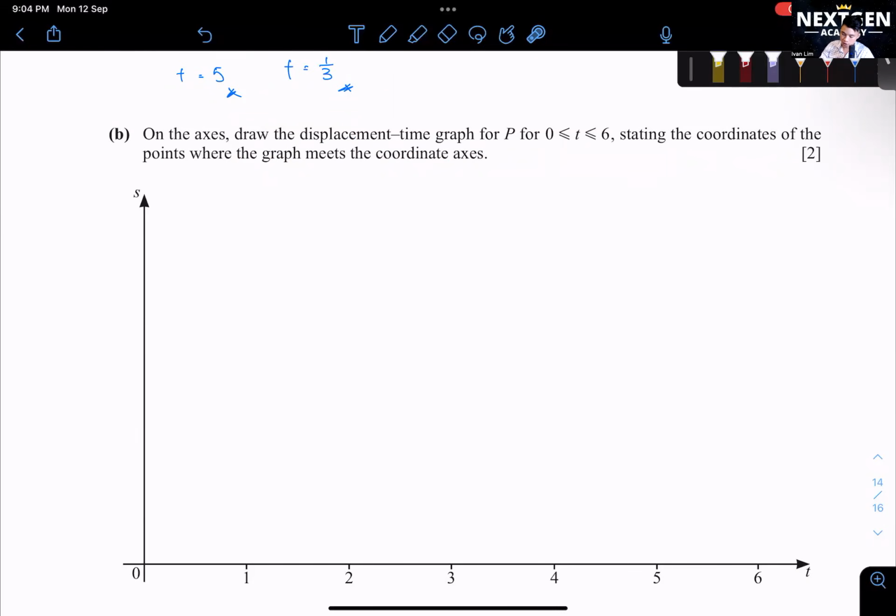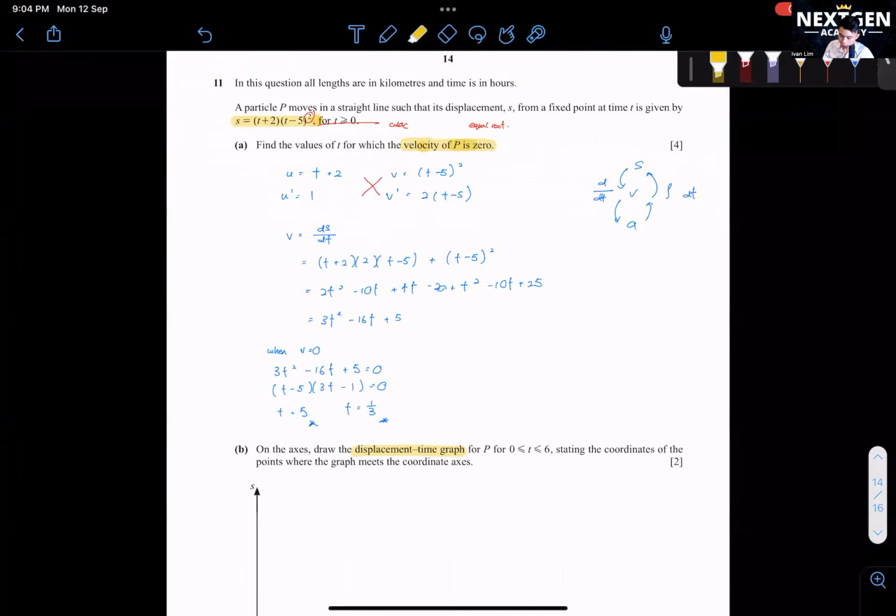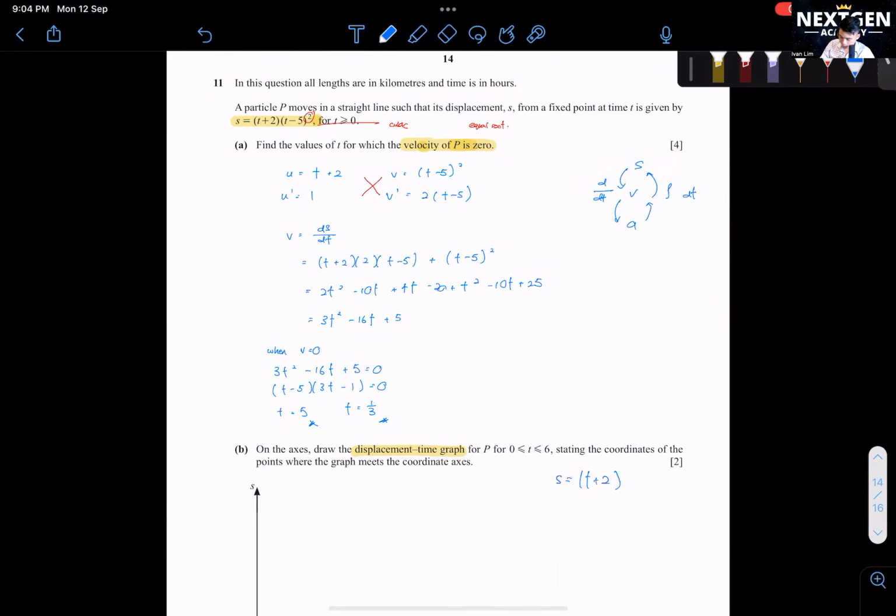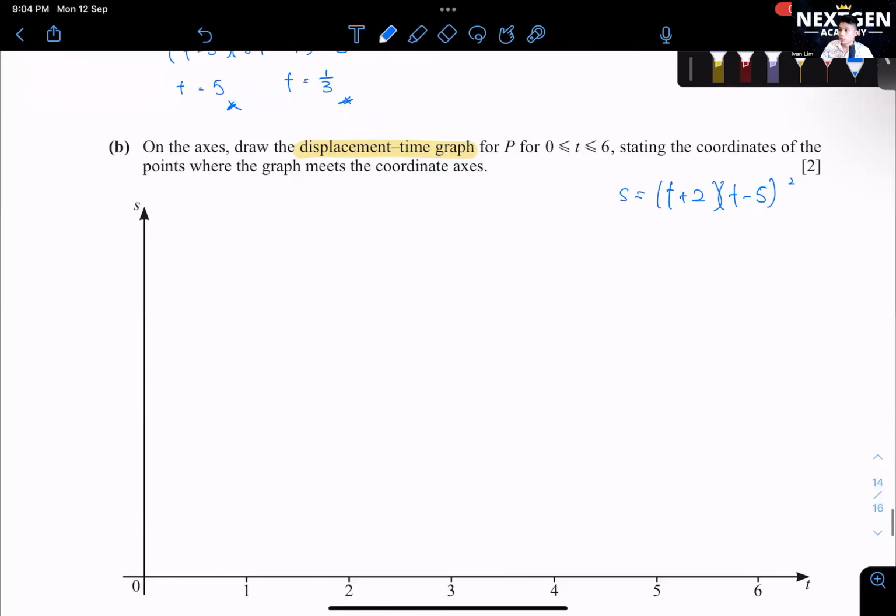So you just need to see, they say, draw the displacement time graph. It is based on the equation that's given to you. They say here, s equals t plus 2, t minus 5 squared. Okay, t plus 2, then t minus 5 squared. All right, there are 2 points that you need to show. Don't need to do until the working, like you see in my mark scheme. This is the only thing that you all need to do.